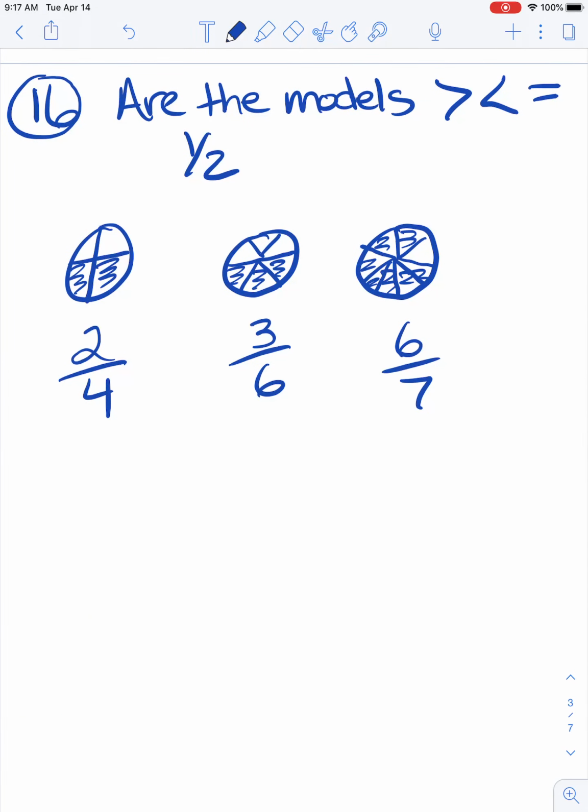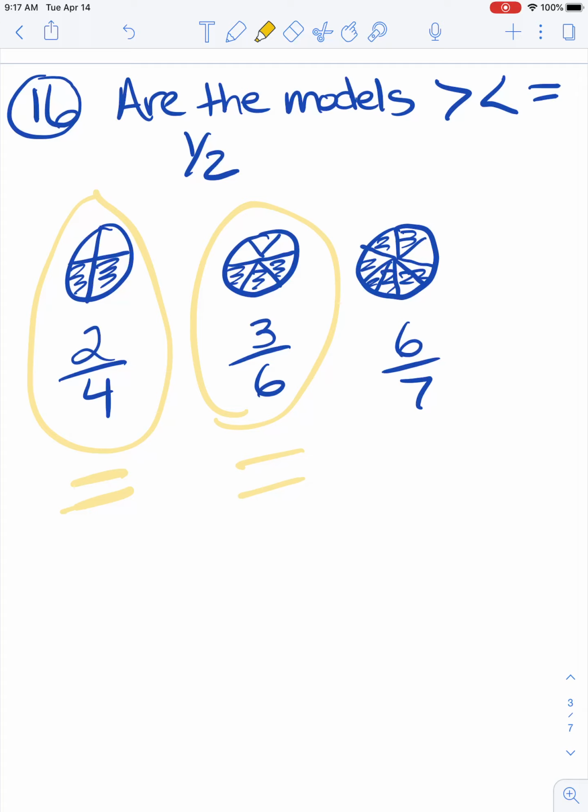All right, are these models greater than, less than, or equal to a half? Well, what's half of 4? 2. So this, and the picture shows it as well, this is equal to a half. What's half of 6? 3. So this is also equal to a half.